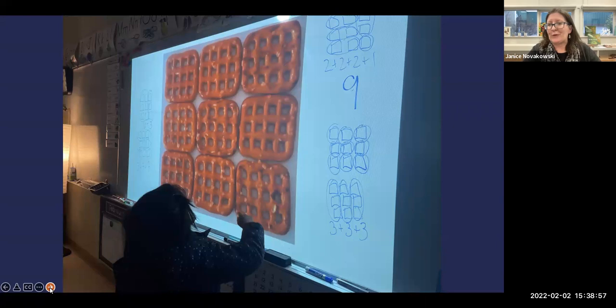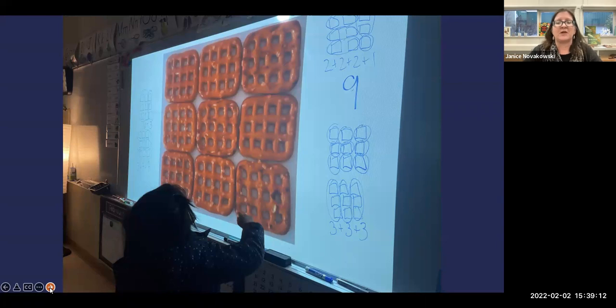And then this was the first photographic image we did. So waffle pretzels, and they're like, those are like waffles. And then they realized they were pretzels. And so again, something that I knew K-1 students could count, so to create that access point for them in terms of counting.